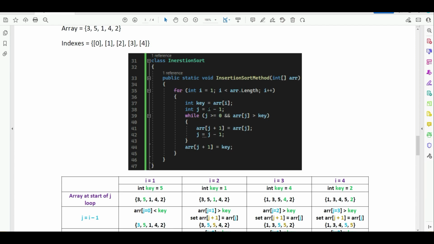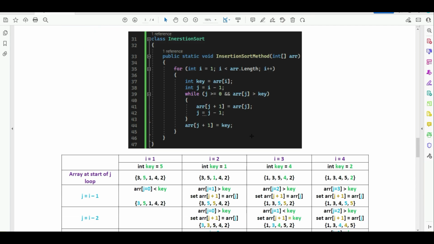Then we have j, which is equal to i minus 1, so that will start at 0. And while j is greater than or equal to 0, and while this is greater than our key, then we will iterate through here. So we'll set j plus 1 equal to j, and then j equal to j minus 1 here.